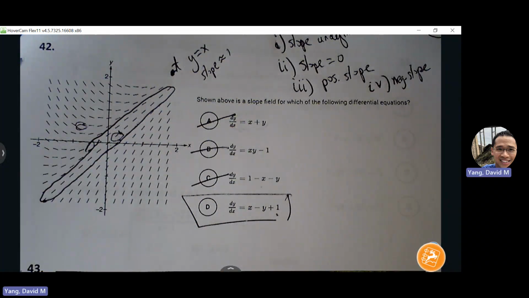So if worst comes to worst, you can always plug in ordered pairs and say, okay, I don't know what that exact slope is, but I know it's negative. Am I getting negative when I put it into the formula?